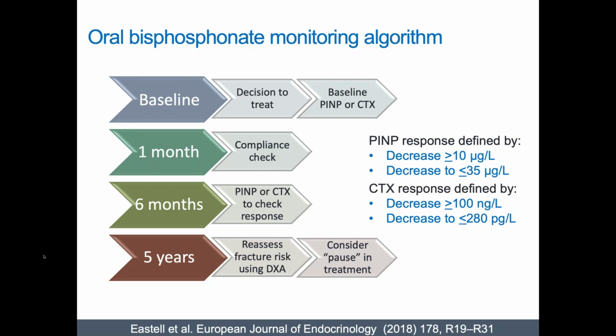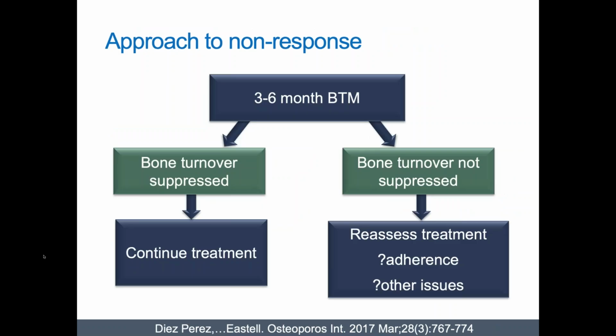The alternative is if they'd use CTX, the decrease would have to be 100 nanograms per liter to a value below 280. So that's the simple approach that we take. And so what do we do when there isn't a good response? So they obtain the bone turnover marker, they find that the bone turnover is not suppressed, so they have to reassess. Now, by far the commonest reason for poor response would be poor adherence.